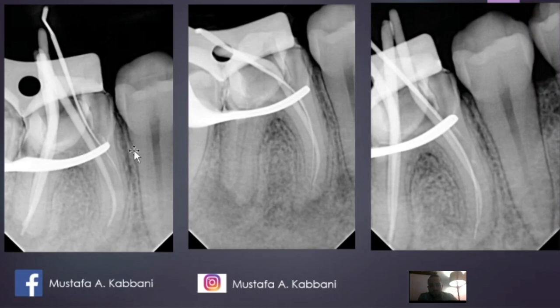As we mentioned in the previous slide, we can notice that we have a curved root. This is number one. And also canal location. We mentioned earlier that there is a high frequency of ledge formation in mesiobuccal canals, and this is a mesiobuccal canal. And there is a high risk of creating a ledge in curved roots, and this is a curved root.